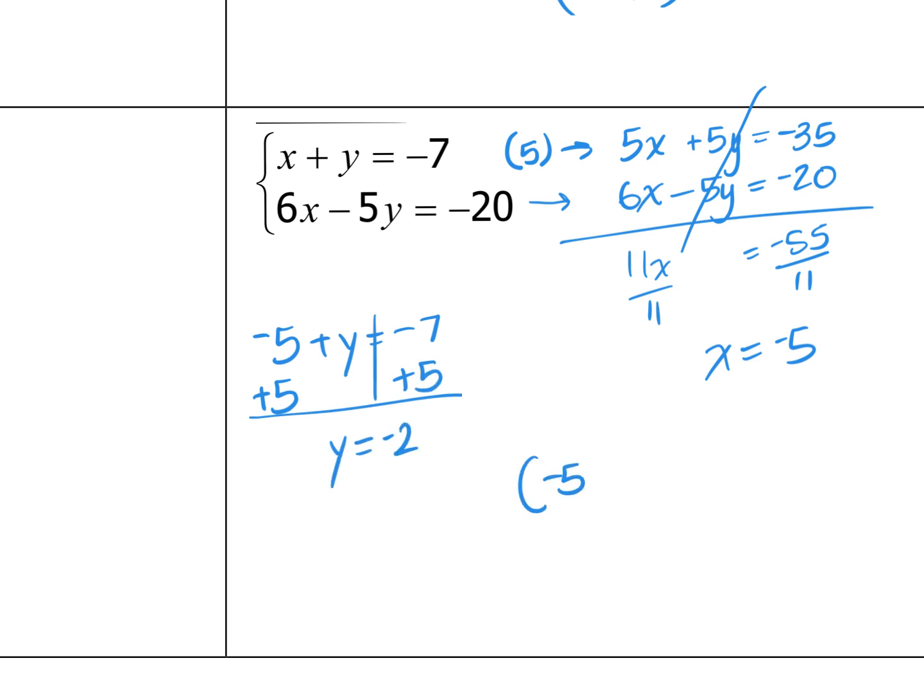For those of you who solved it the other way, did you also get that? My line said that. I did. All right, well, we'll have to look at that when we get to the graphing. Those of you who did substitution, did you get negative 5 too? Oh, I forgot a negative. Negative 5, negative 2? Okay.